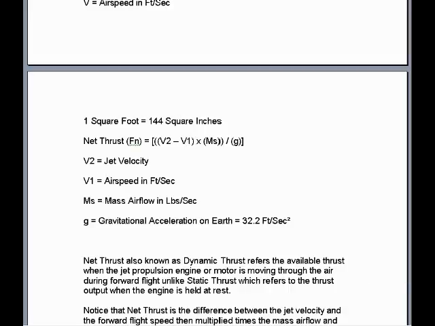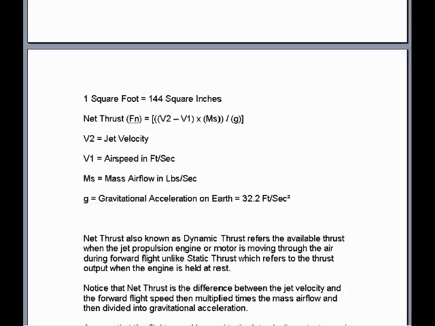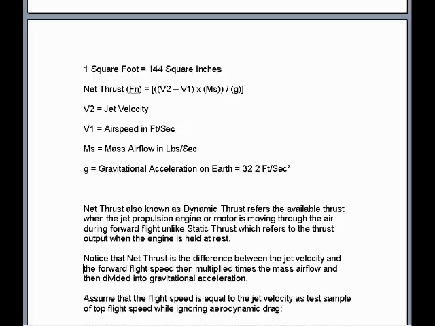Net thrust, also known as dynamic thrust, refers to the available thrust when the jet propulsion engine or motor is moving through the air during forward flight, unlike static thrust, which refers to the thrust output when the engine is held at rest. Notice that net thrust is the difference between the jet velocity and the forward flight speed, then multiplied times the mass airflow, and then divided by gravitational acceleration. This will end part 3 of 4.